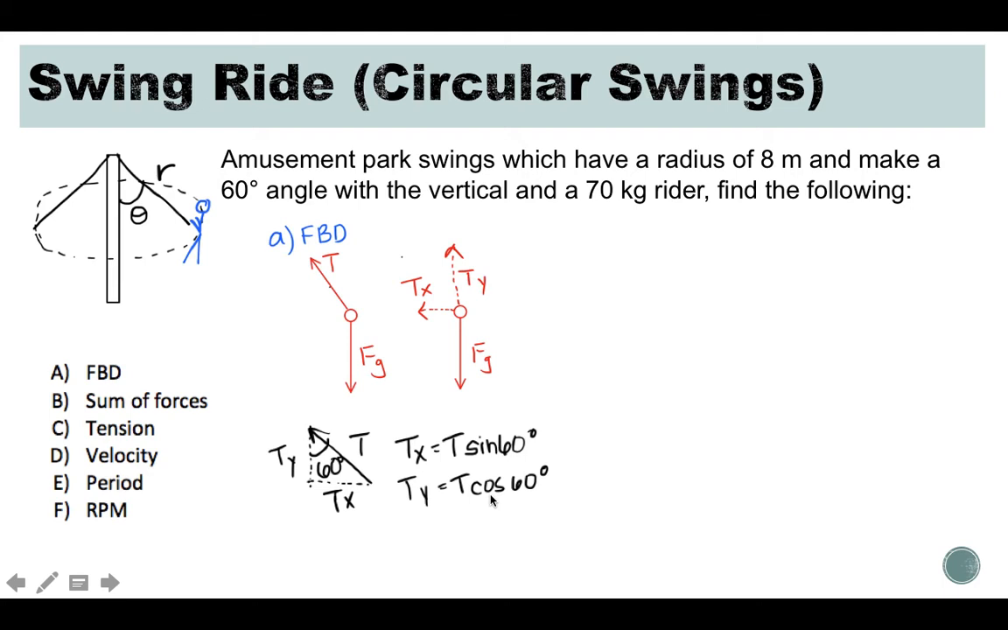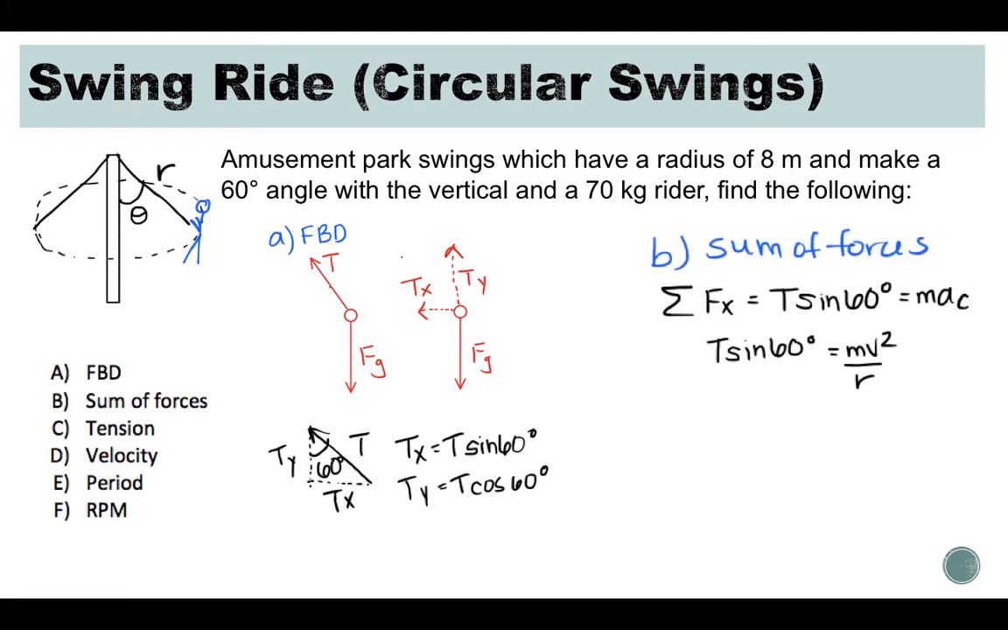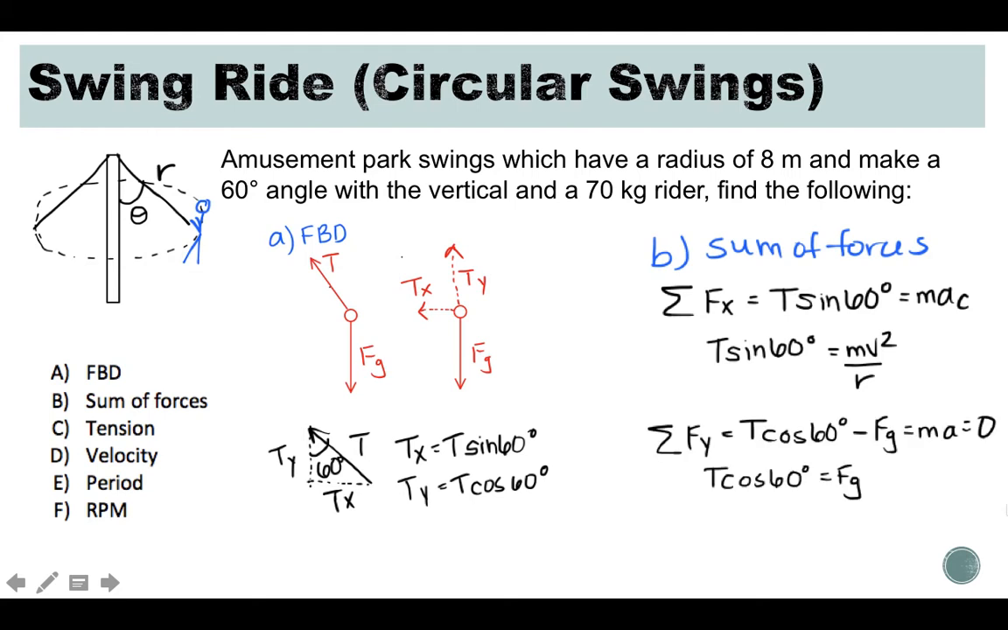For part B, let's sum up the forces. So for the x direction, we only have one force acting in this direction, so there must be an acceleration. The forces are not balanced, and our acceleration is a centripetal acceleration. So sum of the forces in x is equal to our Tx, which was T sine 60 degrees, equals m a centripetal. So eventually we're going to need T sine 60 equals m v squared over r. We just substituted v squared over r in for acceleration centripetal.